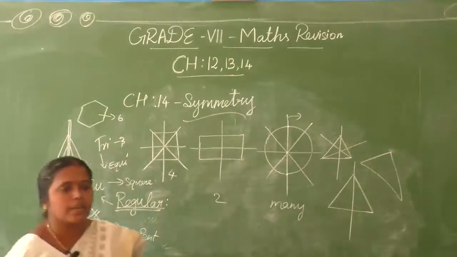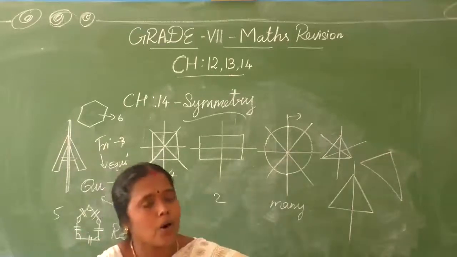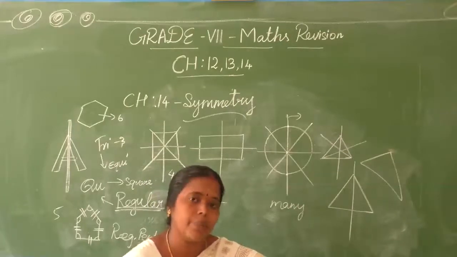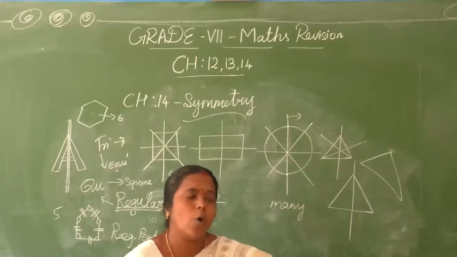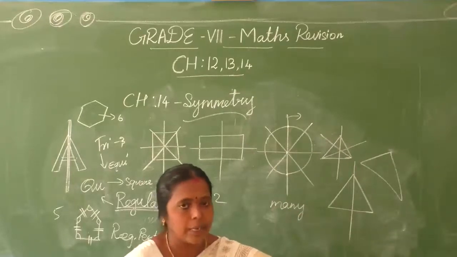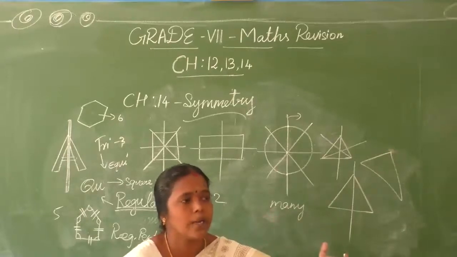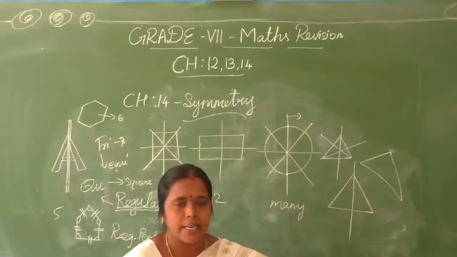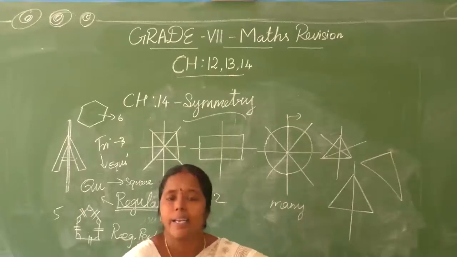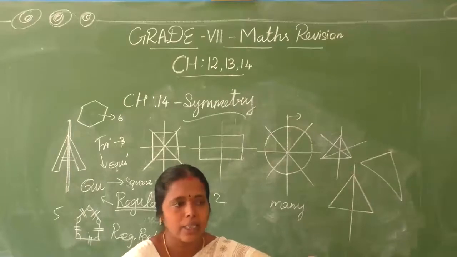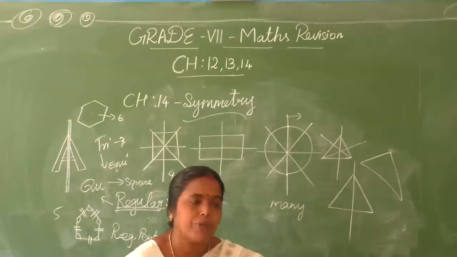So, in general, an n-sided regular polygon has dash lines of symmetry. What answer will you give? n lines of symmetry. As many sides as it contains, that many lines of symmetry it has. Understood? In general, if the figure is a regular polygon containing n sides, how many lines of symmetry does it contain? This is the question. The answer is n lines of symmetry. n sides means n lines of symmetry. For example, n equal to 3, 3 lines of symmetry. n equal to 5, 5 lines of symmetry.